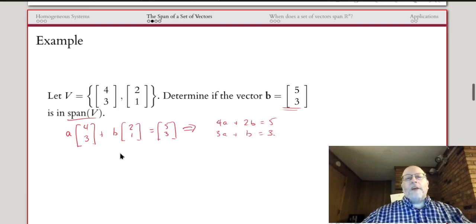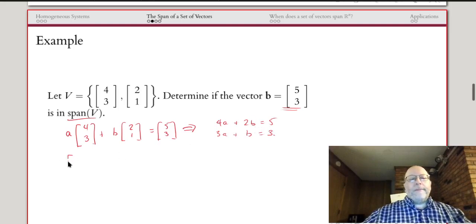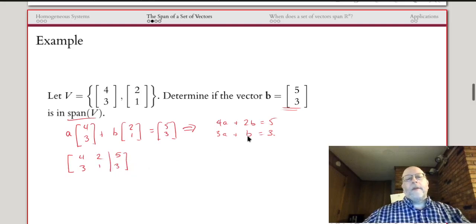But we can solve this by row reduction. 4, 2, 5, 3, 1, 3. Oh, let's see. We want to get rid of this 3, so let's do 4 times row 2 minus 3 times row 1.